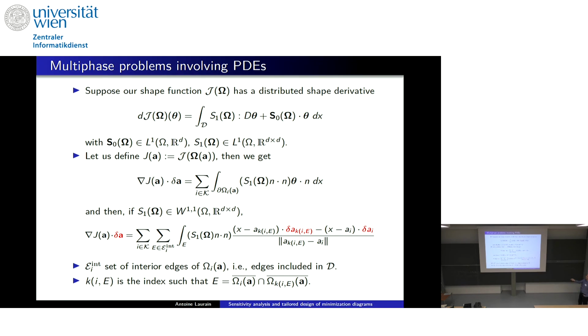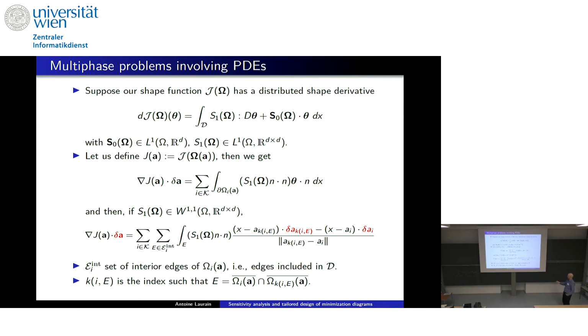It also works if you have a shape functional that has terms which are boundary terms. It works in a similar way. And then, so here the sum is over the interior edges of the omega_i, because the ones which are on the boundary of D don't move, so the derivative is 0. And then here the K is the index such that E is the interface between two cells.